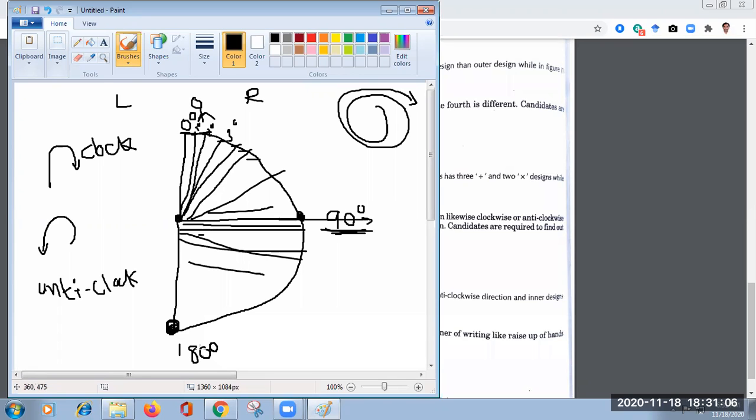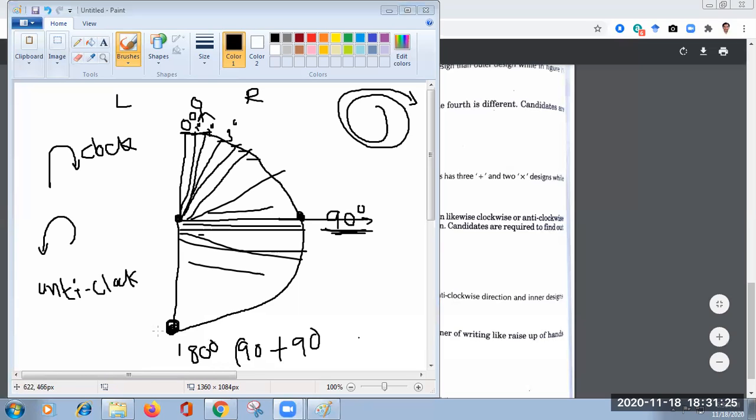Here how many degrees has he completed? 180 degrees he has completed. 90 plus 90 is 180. So first 90 he has completed, again he has completed another 90. So in total he has completed 180 degrees. From here to here, how many degrees has he completed? 180 degrees. He has rotated up to 180 degrees in clockwise. This is very important. Now come to here.